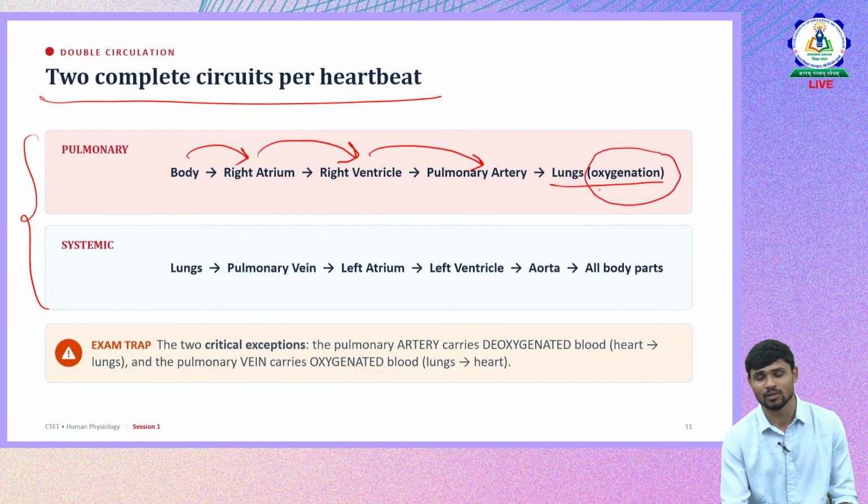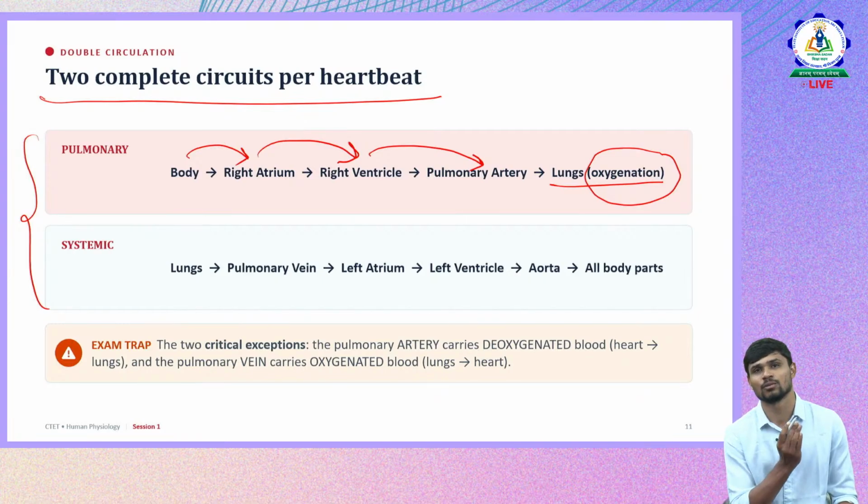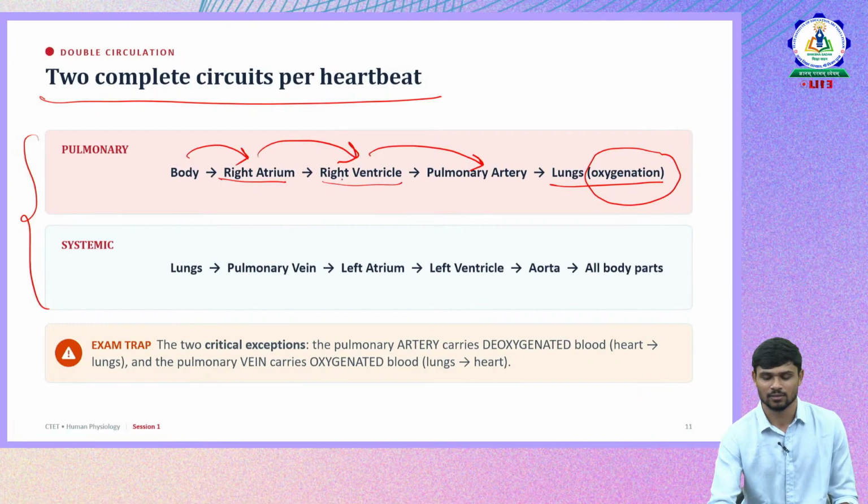If blood is going to the lungs, what does it mean? Why will blood go to the lungs? Only if there is a necessity for oxygenation, because the exchange of gases takes place at the lungs and the blood will be oxygenated at the lungs itself. The deoxygenated blood will go to the lungs, and there the oxygenation of blood takes place. So from the body it will go to the right atrium, then the right ventricle.